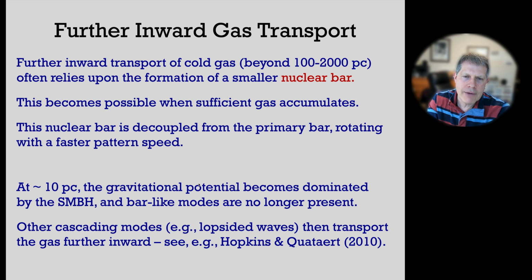At that point, the gravitational potential becomes dominated by the supermassive black hole, and then bar-like modes are no longer expected to be present, and other cascading modes, such as lopsided waves and so on, are thought to be associated with transporting the gas further inward. And indeed, this has become a topic of large-scale numerical simulation in recent years.